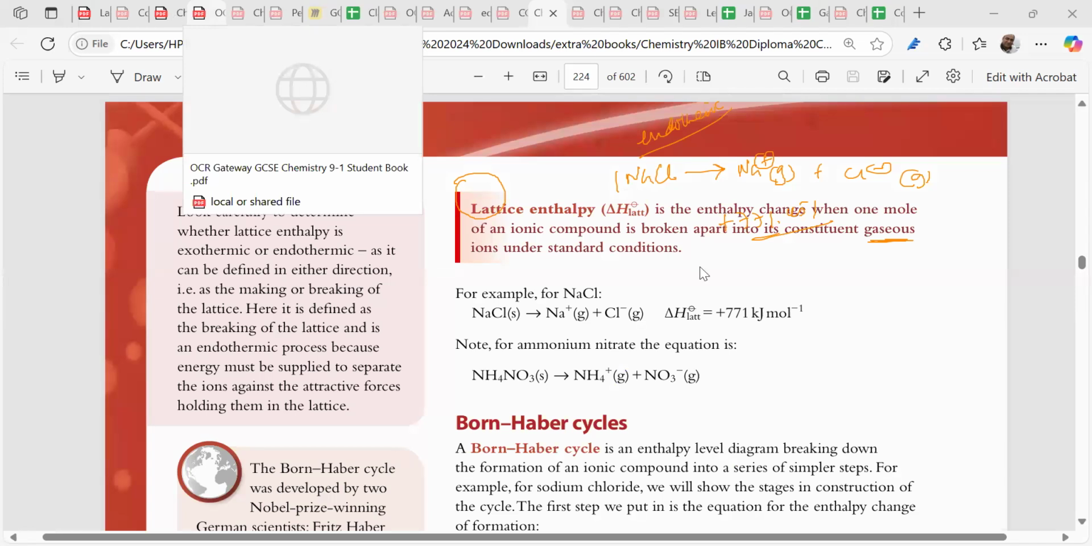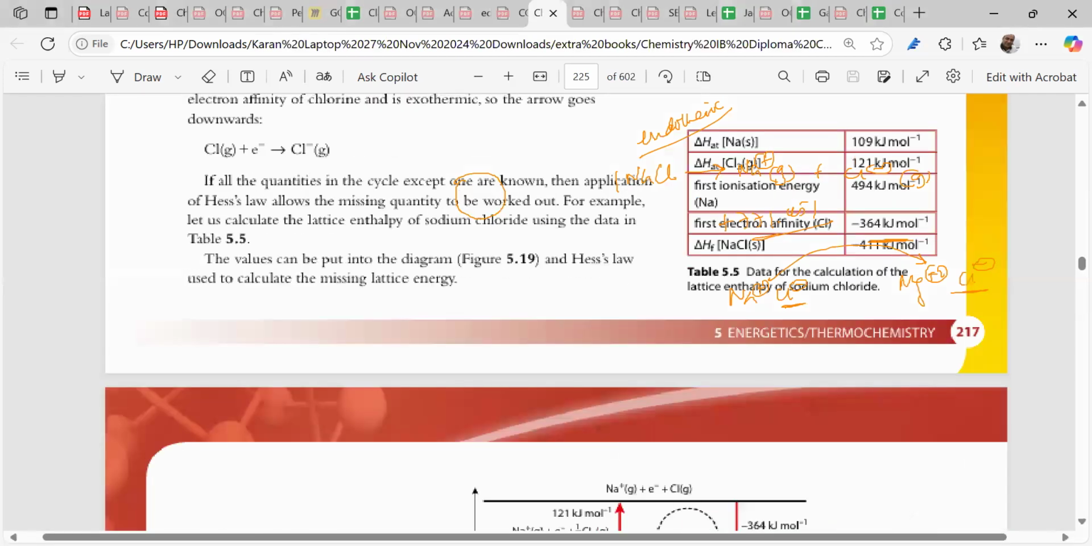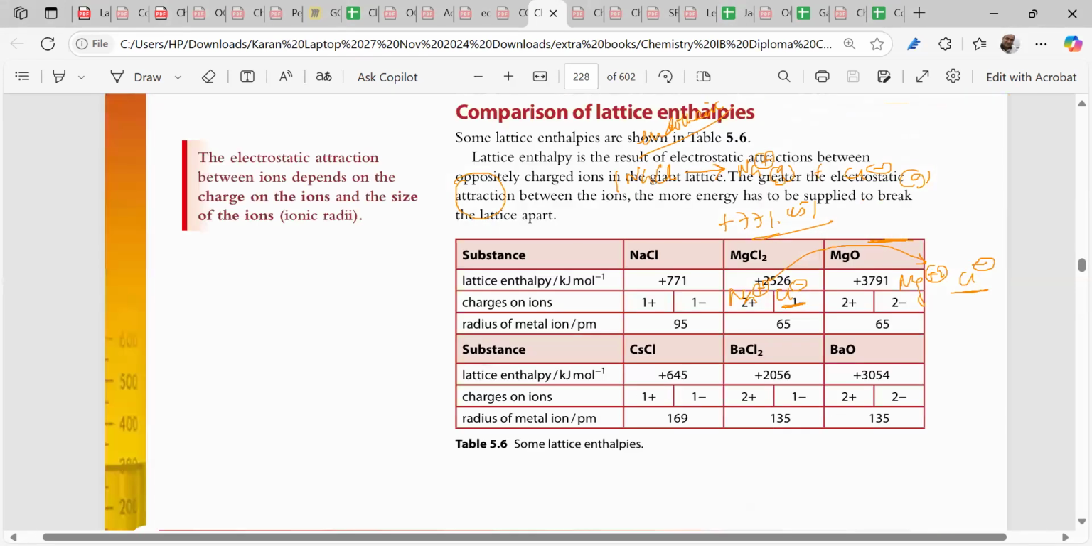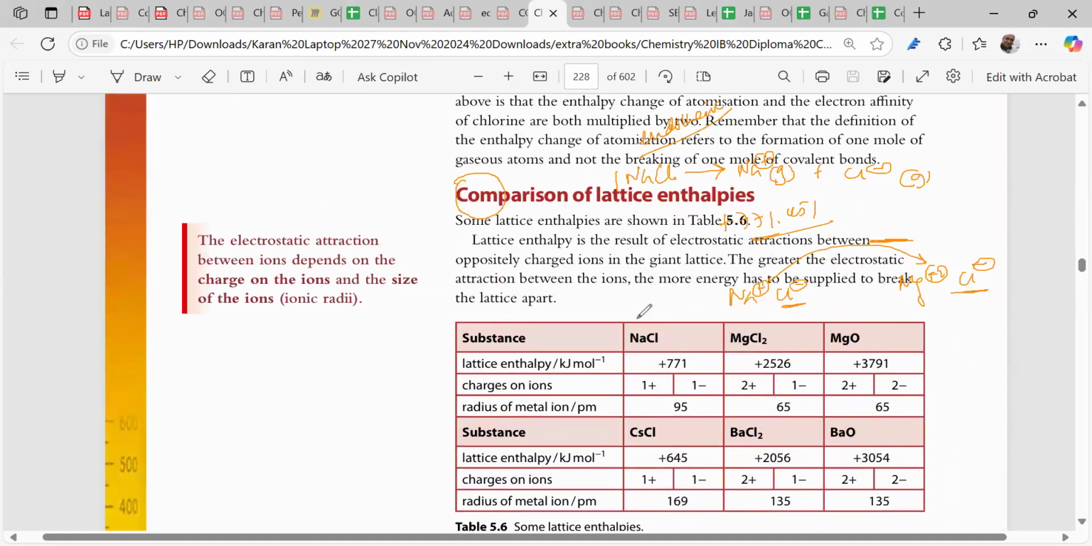Suppose I'm taking NaCl and MgCl2. I'm making the Cl minus a controlled variable. I'm doubling the charge. If you double the charge, what happens? The lattice enthalpy will increase. That's very easy. See the data over here. In this data, we are doubling the charge: Na plus Cl minus, Mg2 plus Cl minus. So lattice enthalpy is directly proportional to the charge of the ion.